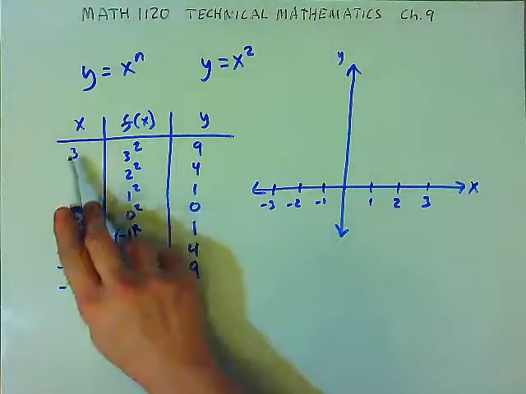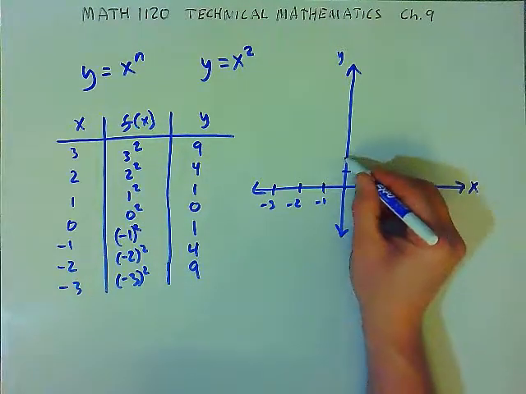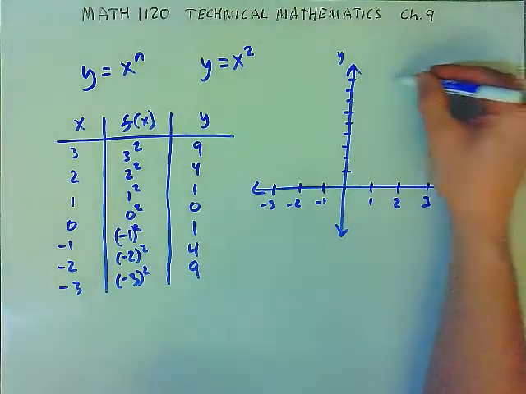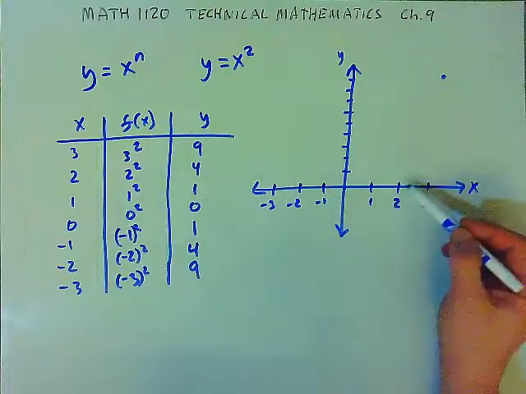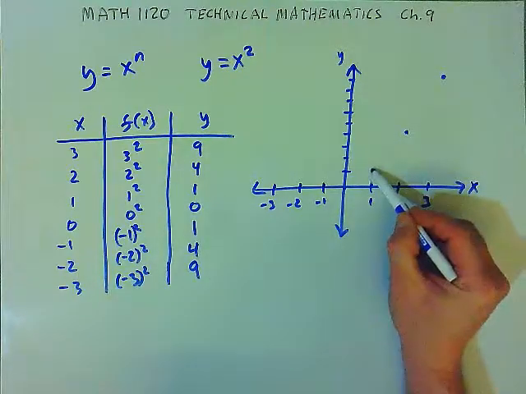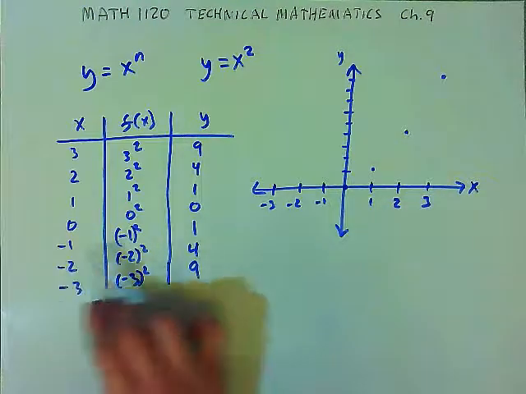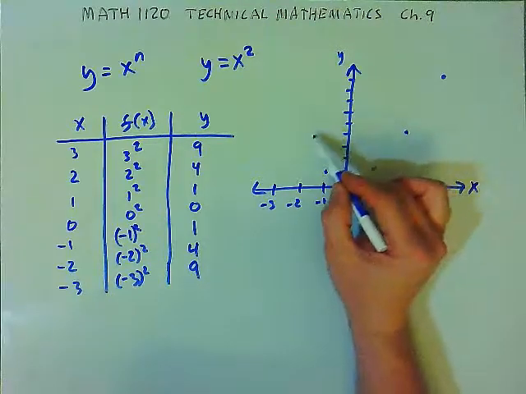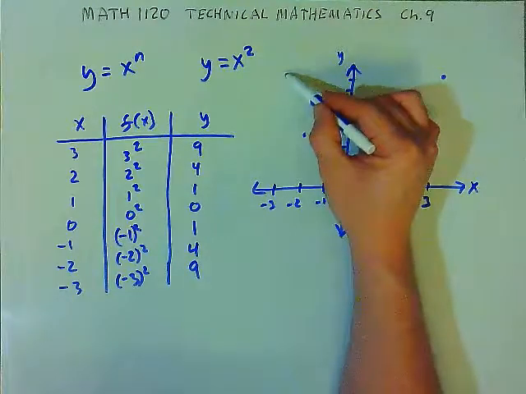And when x was 3, y was 9. So let's see, how about 1, 2, 3, 4, 5, 6, 7, 8, 9. When x was 3, y was 9. When x was 2, y was 4. When x was 1, y was 1. When x is 0, y is 0. When x was -1, y was +1. When x was -2, y was 4. And when x was -3, y was +9.